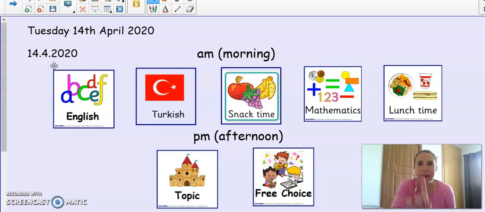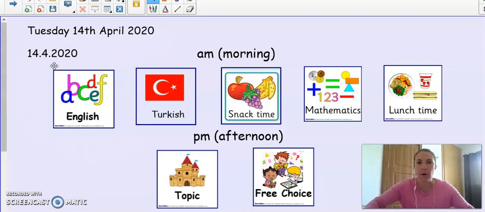Now, we do need to know what a noun is. A noun is something that is used to name something. So it could be a chair, or it could be a computer, or a table. I'm looking around and I can see a door. I can see a light. They are all nouns. So what we'd like you to do today is to write the alphabet out.